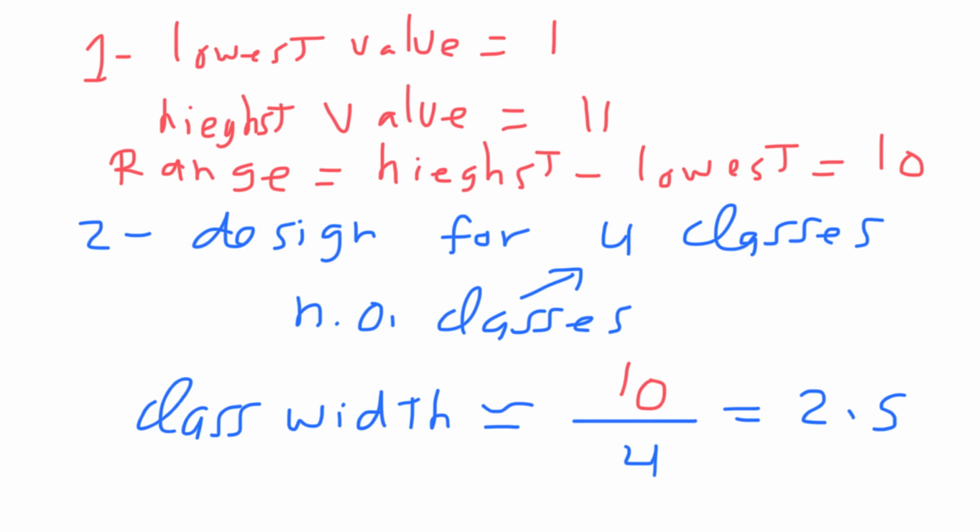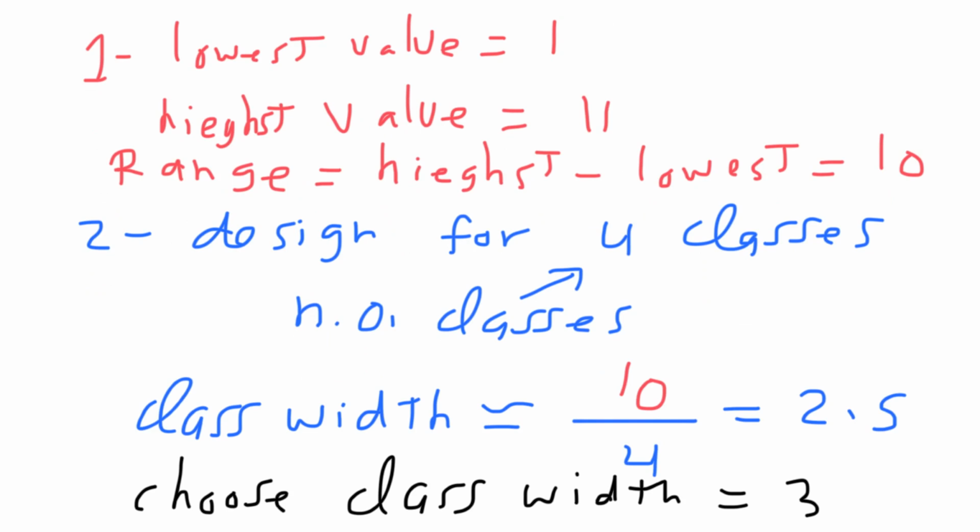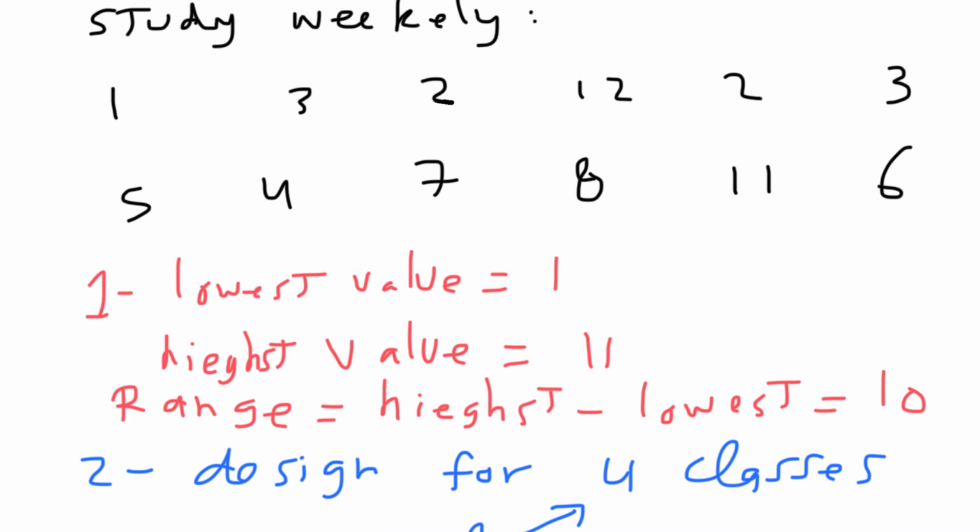For the class width, we would like to have a nice number, so we round it up. We basically go to a little bit higher number, the next nice, easy number to work with. So we'll choose the class width to be equal to 3, because the data here are all integers. So the class width should also be something comparable to the data. These are counting numbers, so it's going to be 3.